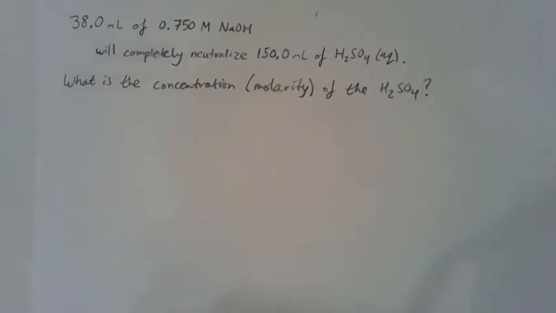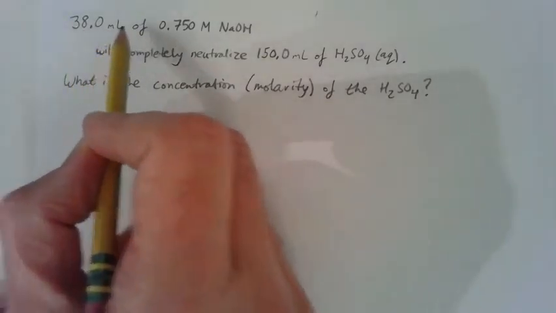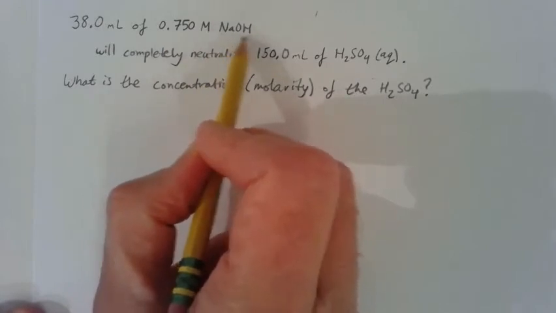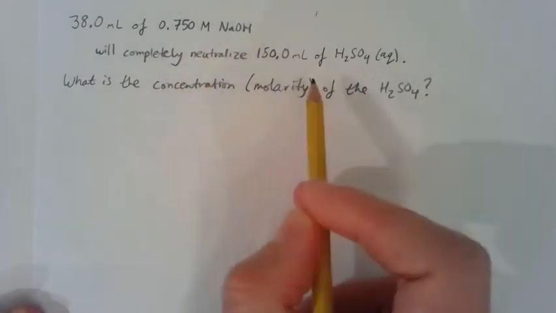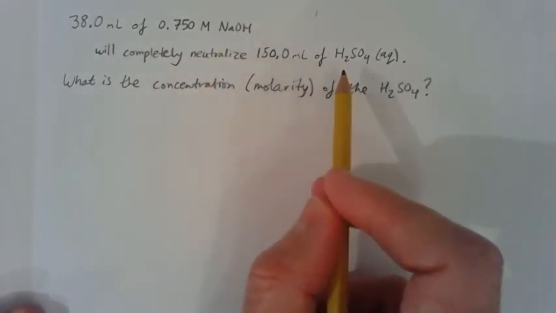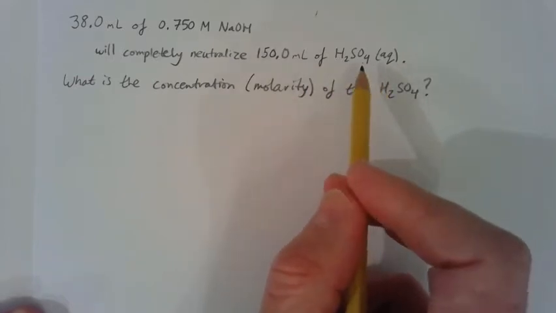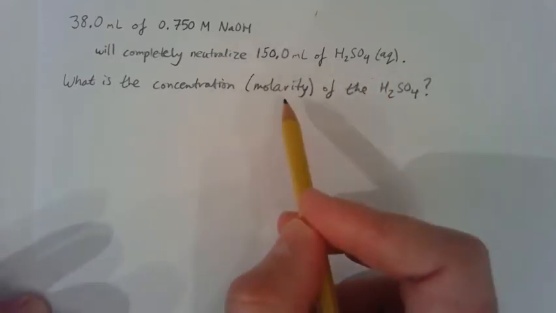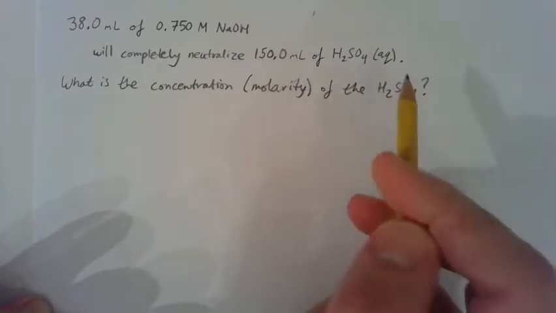Okay, so now we're going to solve a titration problem. If you look at it, it says 38 milliliters of this concentration of sodium hydroxide, that's our base, will completely neutralize 150 milliliters of sulfuric acid. And it's asking for the concentration, or the molarity, of the sulfuric acid.